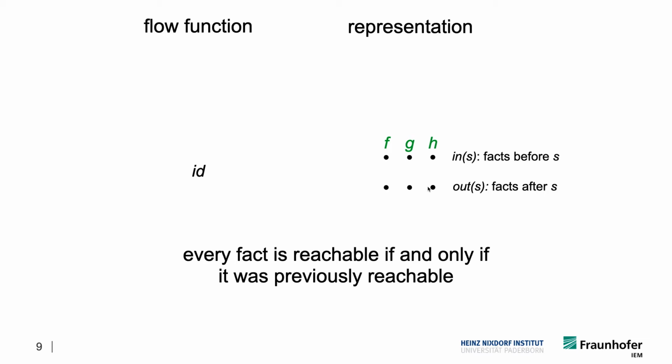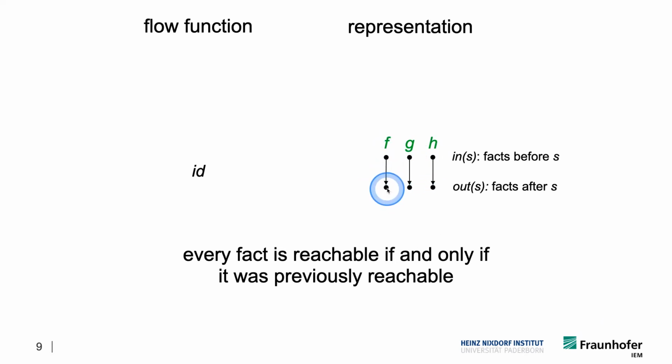And now you can think about how we would represent an identity function. I guess hopefully it's very simple for you. It's simply such a mapping here, right? So you have these edges that map every fact onto itself. And what's important now is that you can see this as a conditional generation of a data flow fact.